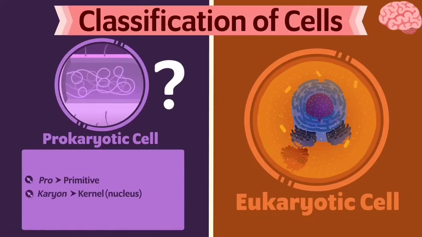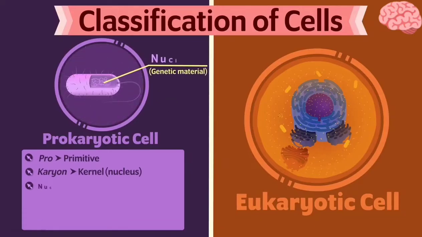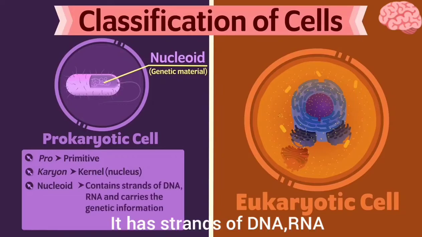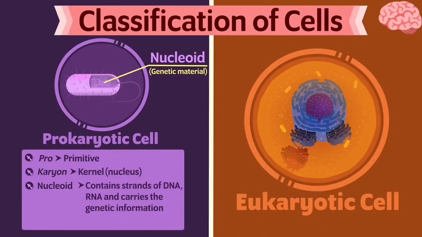Can you see this thread-like structure scattered in the cytoplasm? This is nothing but the genetic material named nucleoid. The nucleoid is analogous to the nucleus in our cells. It has a strand of DNA, RNA, and it carries the genetic information of the cell. The only difference is that the nucleoid does not have a compact shape and mainly lacks a proper membrane. The next obvious difference is that the organelles are also not membrane bound. That means the prokaryotic cell does not have a well-defined membrane for the different organelles.